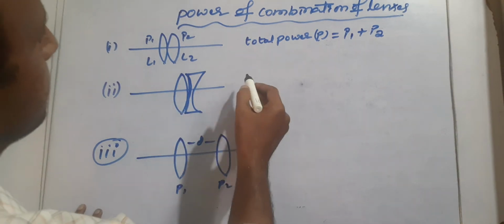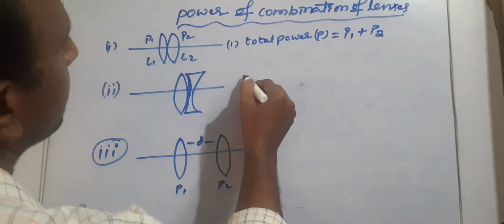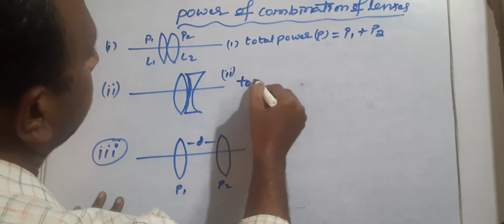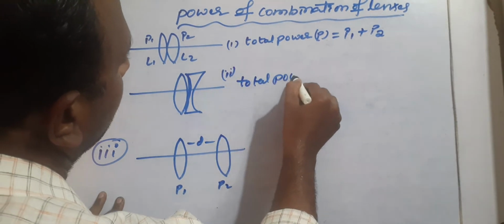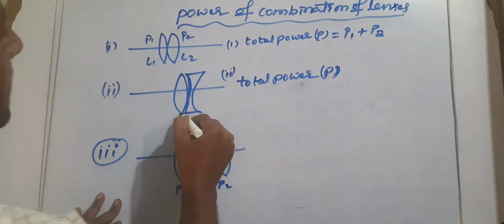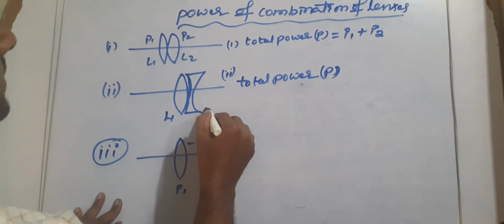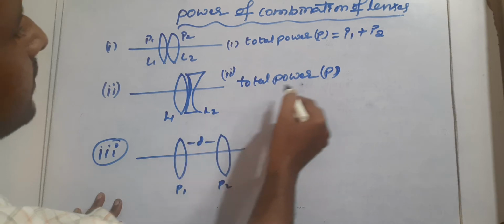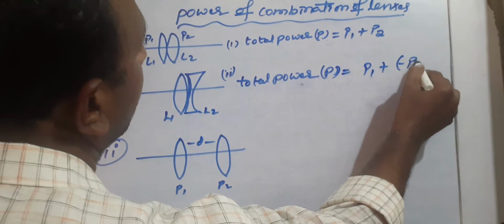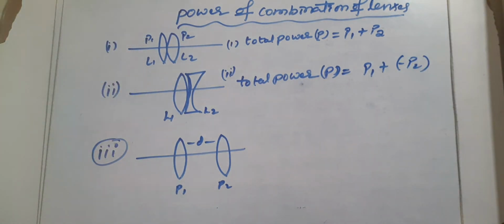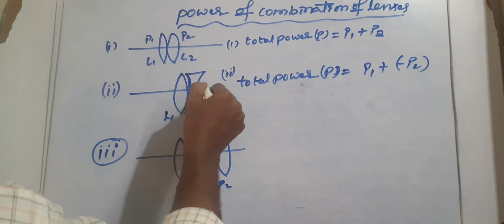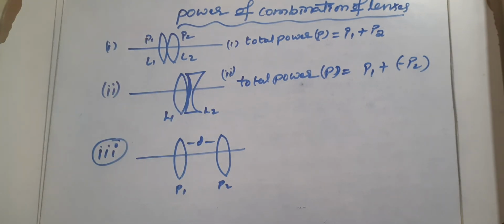Here also we use the same formula for the total or effective power P. But here, lens L1 is convex and lens L2 is concave, students. So this is equal to P1 plus minus P2. The negative sign is used for lens L2 because, from the sign convention, its power is negative.